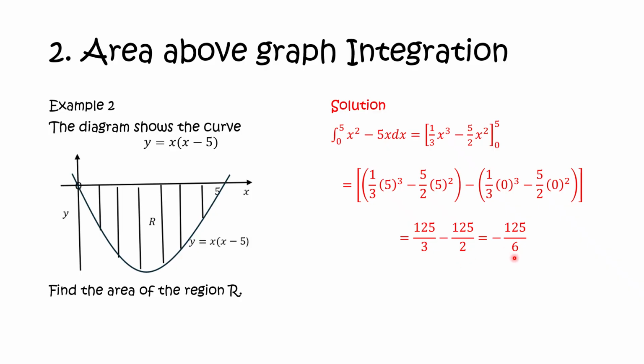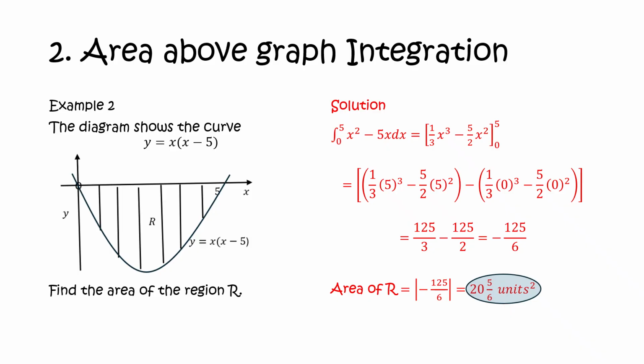And that would give us minus 125 over 6. So that came out as negative, as expected. But recall, area is never negative, rather positive. So we take the absolute value, which simplifies to 20 and 5 over 6 square units. That is our answer there.